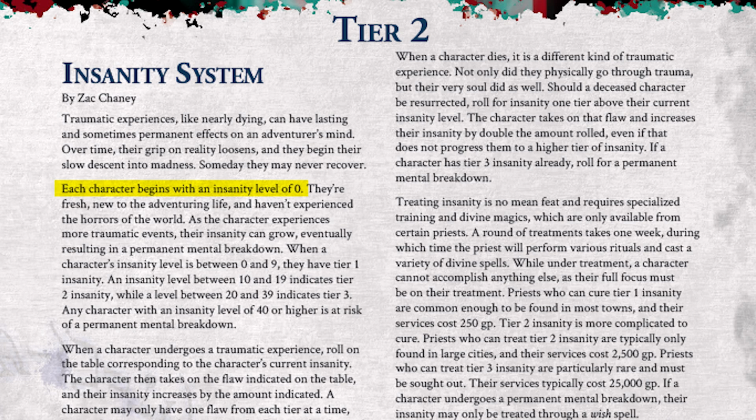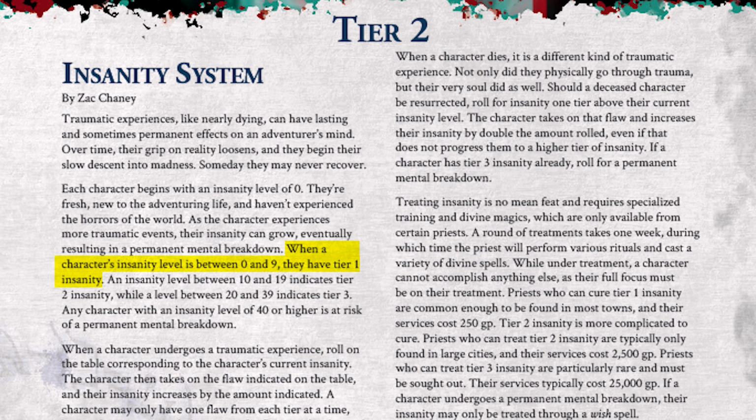The insanity level. In our system, a character's insanity is tracked using a new insanity level mechanic. A character begins the game with an insanity level of 0, and then, as they undergo traumatic events, that insanity level increases. As their insanity level increases, they progress through 3 tiers of insanity. Characters with insanity levels between 0 and 9 have tier 1 insanity. Characters between 10 and 19 have tier 2 insanity, and characters between 20 and 39 have tier 3 insanity. Furthermore, when a character undergoes a traumatic event, they also gain a flaw or negative effect, which is determined by a roll on the insanity table that corresponds to their insanity tier.